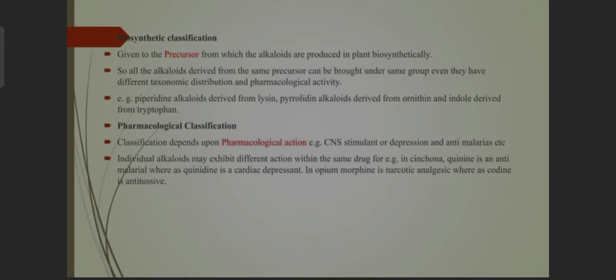For example, piperidine alkaloids are derived from lysine, pyrrolidine alkaloids are derived from ornithine, and indole alkaloids are derived from tryptophan.